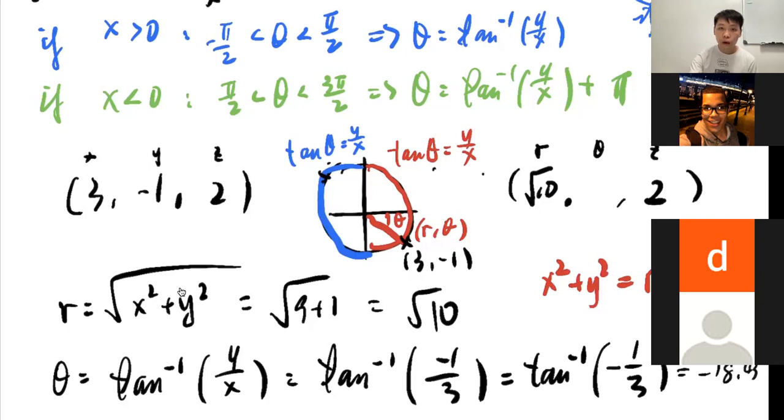Right. If you use radians, let's see, minus 1... What's that? So minus 0.3217 radian.